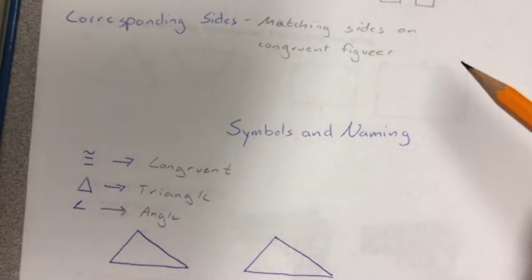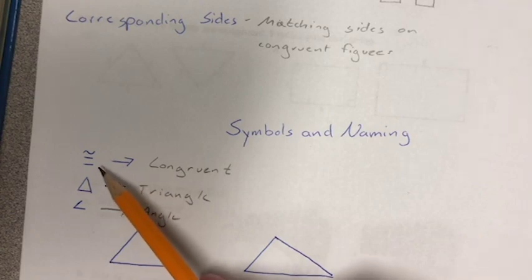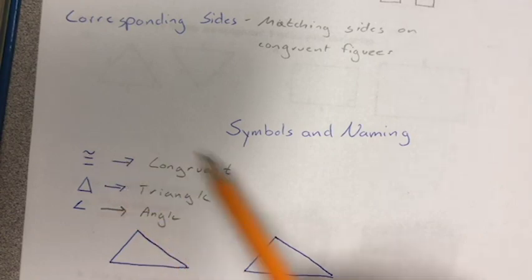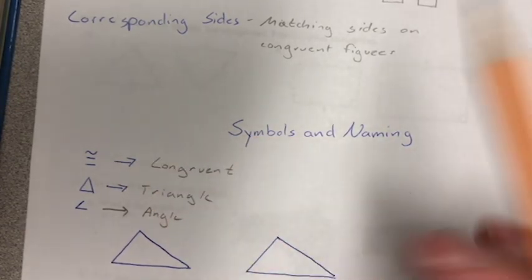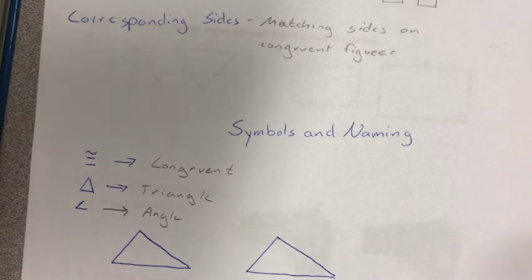A couple of things that I want to show you. First off, we have this little symbol. It's an equal sign with a little squiggly up on top. It means congruent. So if you see it, it means that two things are congruent. I'll give you an example here in just a minute.